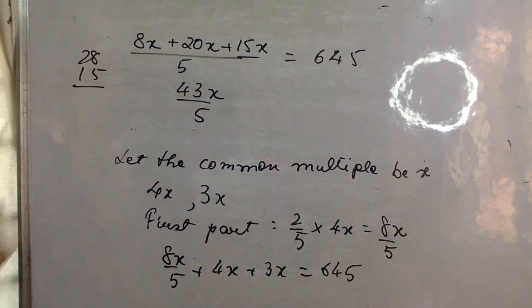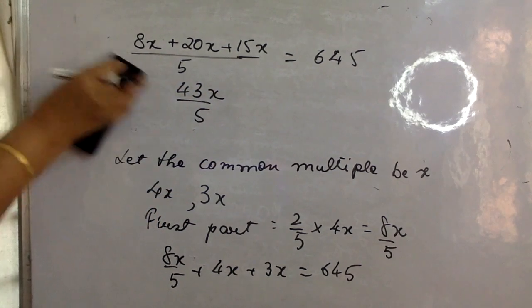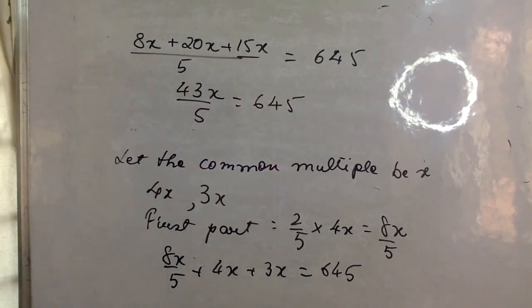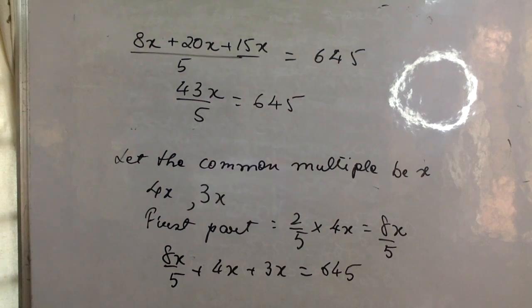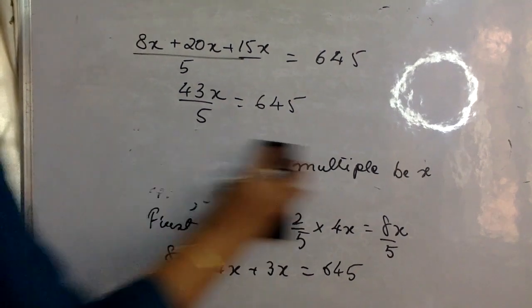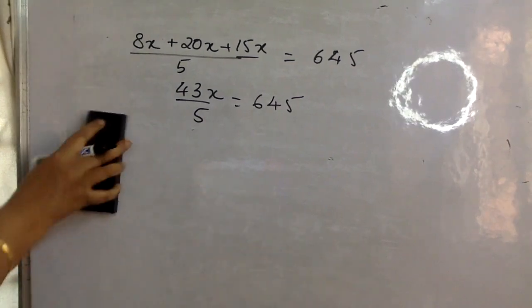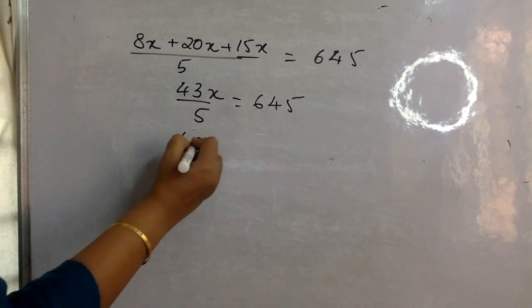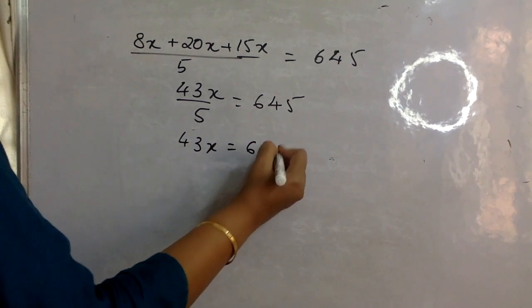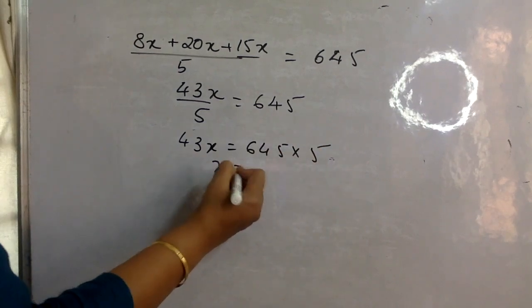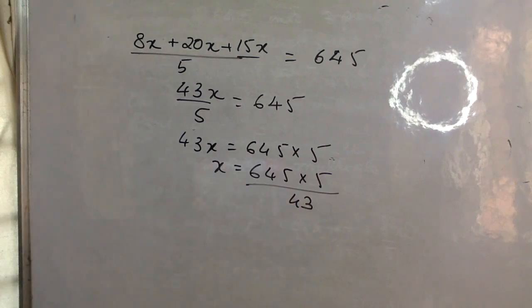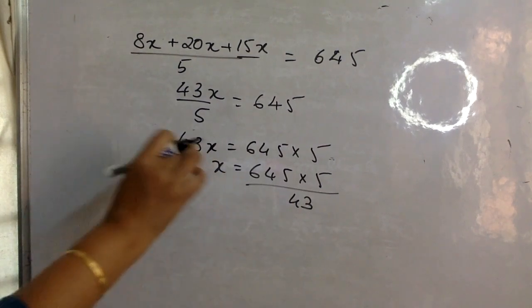43x by 5 is equal to 645. Now how do I proceed with the sum? We have to find the value of x. If we find the value of x, we can find all the three parts. Basically we are supposed to find all the three parts. So 43x is 645 into 5, so x is 645 into 5 by 43.